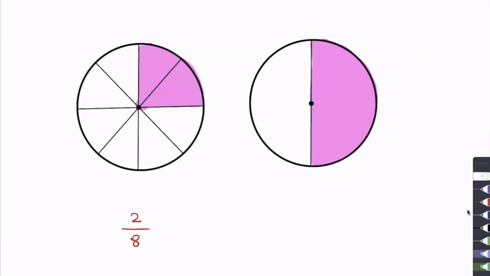And on the right-hand side, 1 out of 2 pieces is shaded. So those two are exactly the same. Therefore, they are equivalent fractions. Let's take a look at the question that we have here. 2/9 is equal to 12 over something. So we're looking for the missing number.